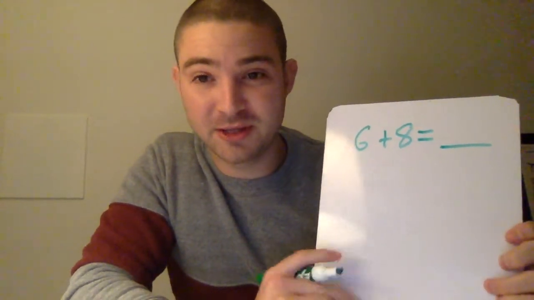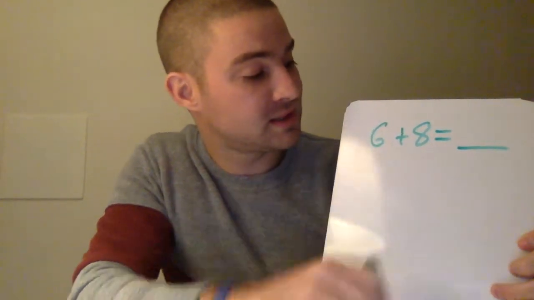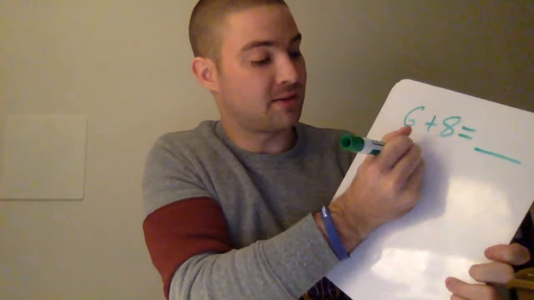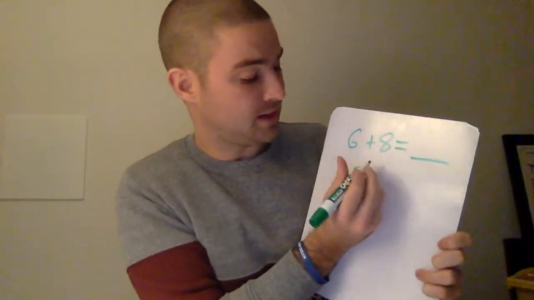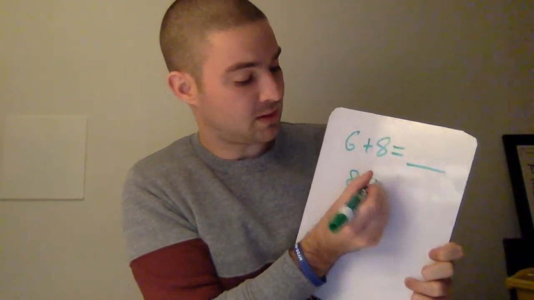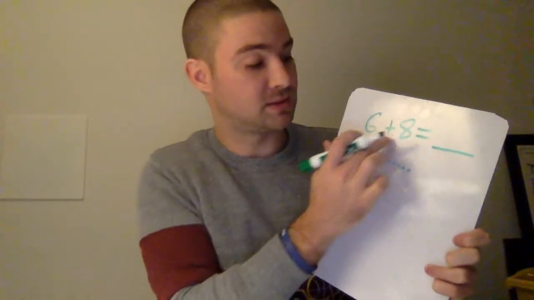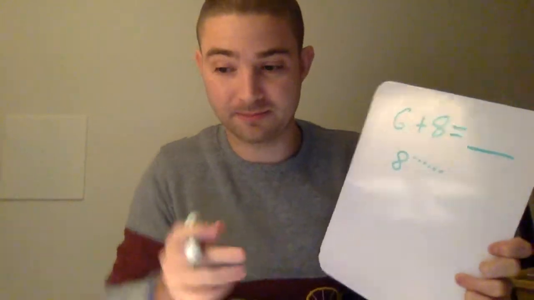The first strategy we could do is start at the bigger number, 8, and count on 6 places. So if we start at 8 and count on 6, let's see where we end up. We're at 8, 9, 10, 11, 12, 13, 14. Okay, so 6 plus 8 would equal 14.